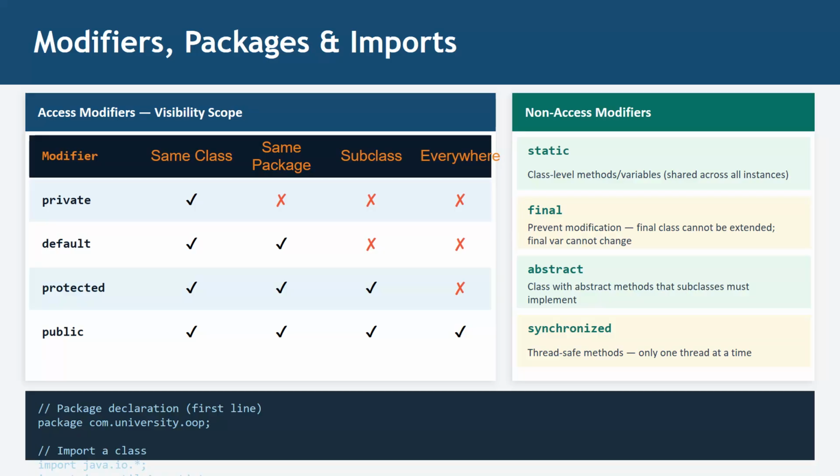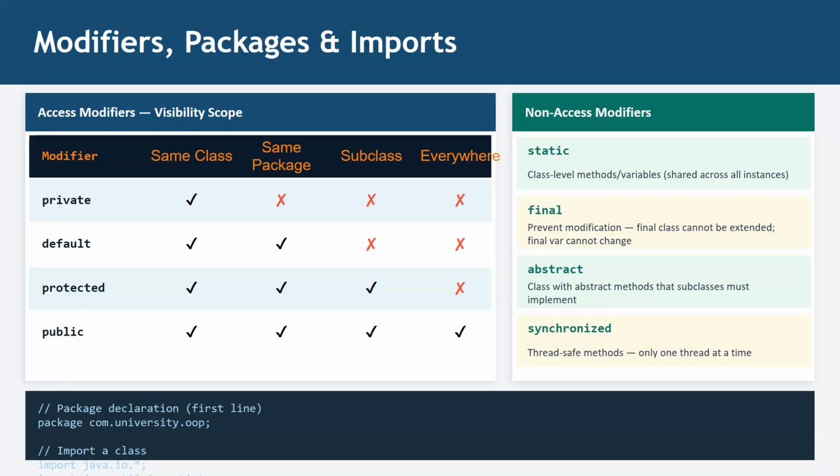Then we have the public, which can enable you to access it within the same class, the same package, and everywhere. So public can be accessed everywhere. Then we have the non-access modifiers, which is when you are using static, that's why you are saying public static void main. Why is it static? It's a class level method or variable that is shared across all the instances.